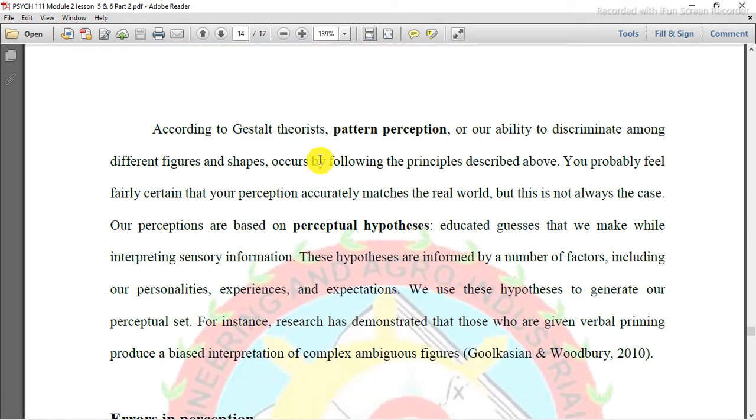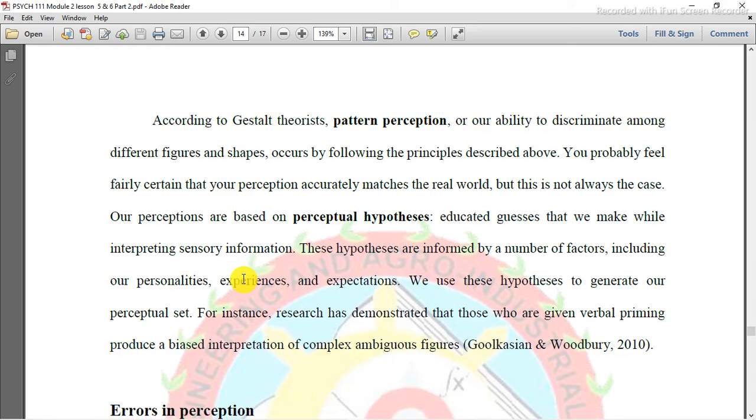Okay? According to Gestalt theories, pattern perception, our ability to discriminate among figures and shapes, occurs by following the principles described above. Our perceptions are based on perceptual hypotheses or educated guesses that we make while interpreting sensory information. So at some point talaga, we interpret those things by guesses. So example, niregaluhan ka ng may regalong binigay sa'yo. Pwede mong isipin kung ano yon, you guess. Is it a cell phone? Depende kung ano yung nakita mong figure.